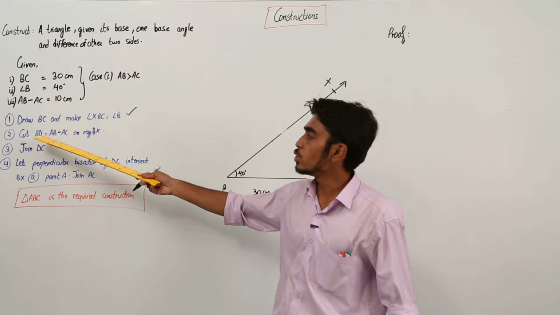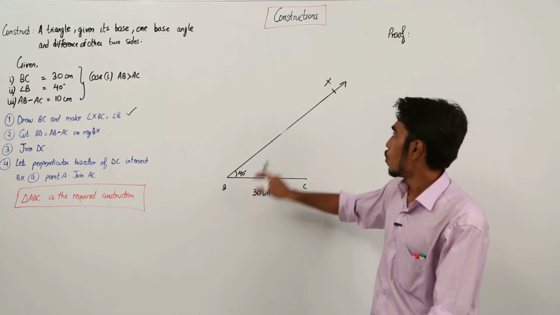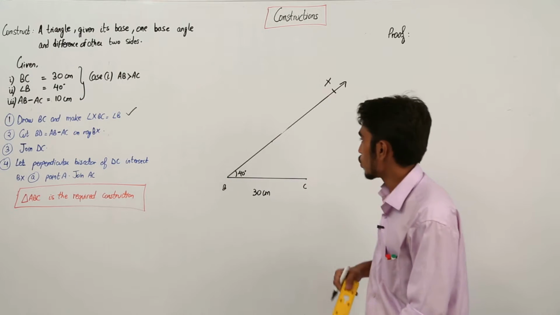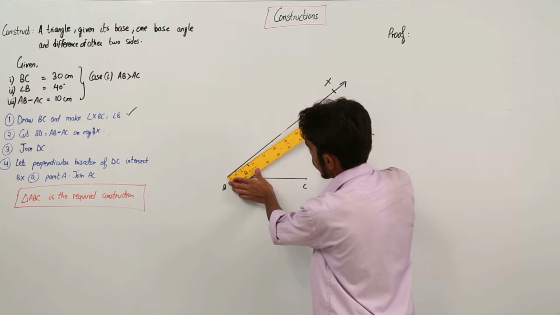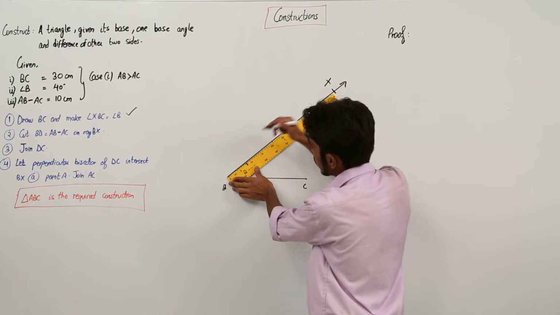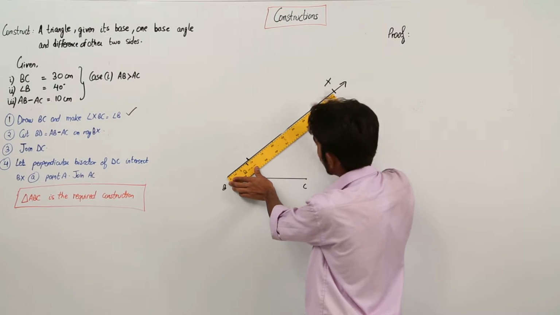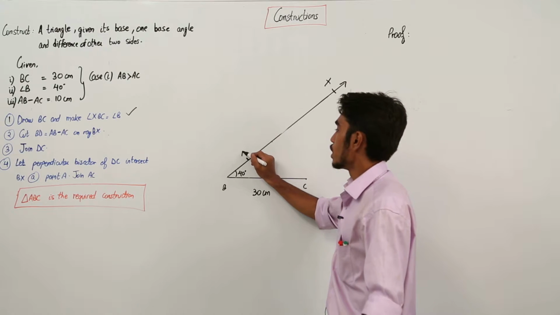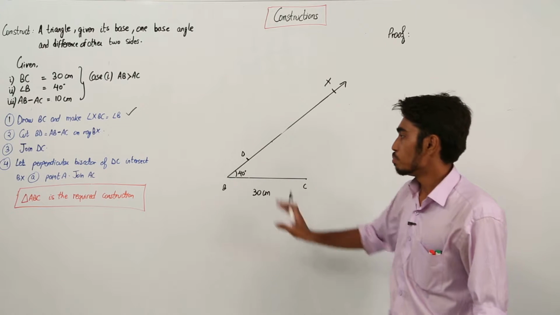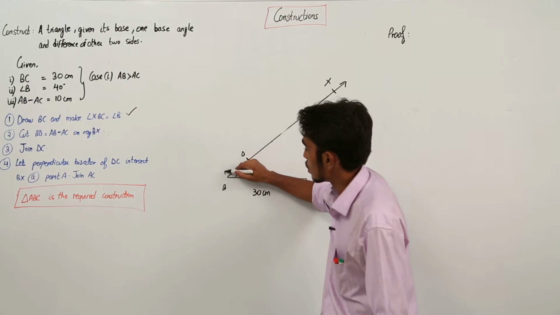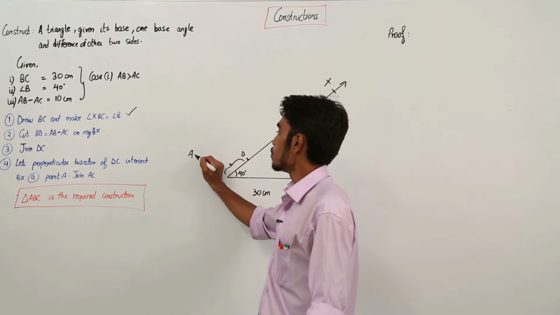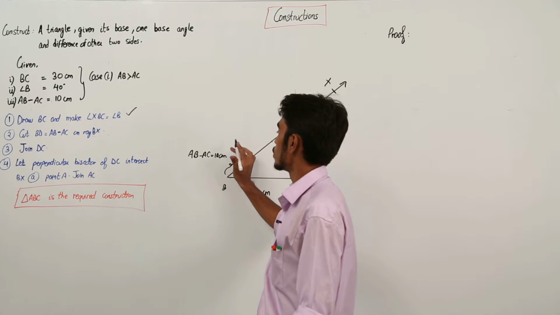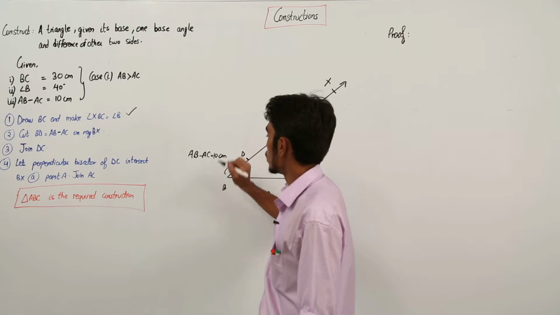Now the next step is we need to cut AB minus AC on ray BX, right? AB minus AC is given to us as 10 centimeter. So we are going to cut AB minus AC with the help of a scale, right? This is 10 centimeter. So I am going to cut it from here, and let me call this point D, right? So BD is nothing but equal to AB minus AC. BD is equal to AB minus AC, which is equal to 10 centimeter, right?